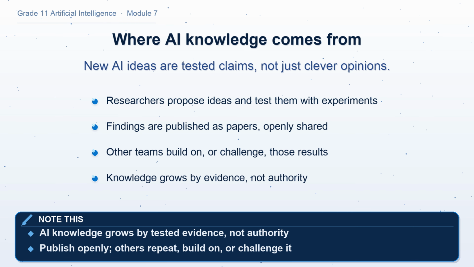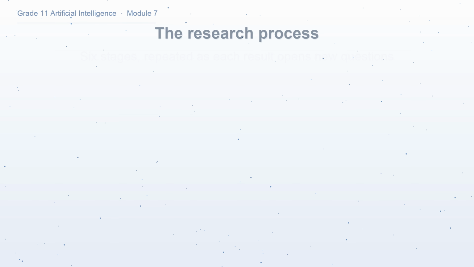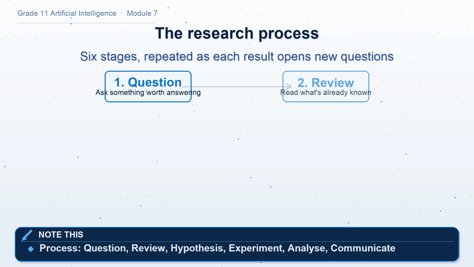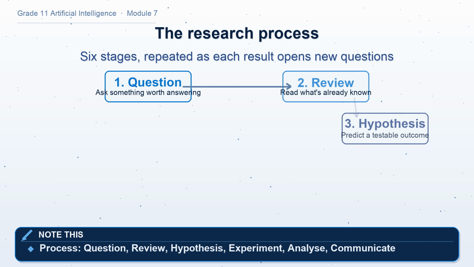To produce evidence like that, we follow a clear process. Every AI study moves through the same 6 stages. First, a question. Ask something worth answering. Second, a review. Read what is already known so you don't repeat solved work. Third, a hypothesis. State a clear, testable prediction.